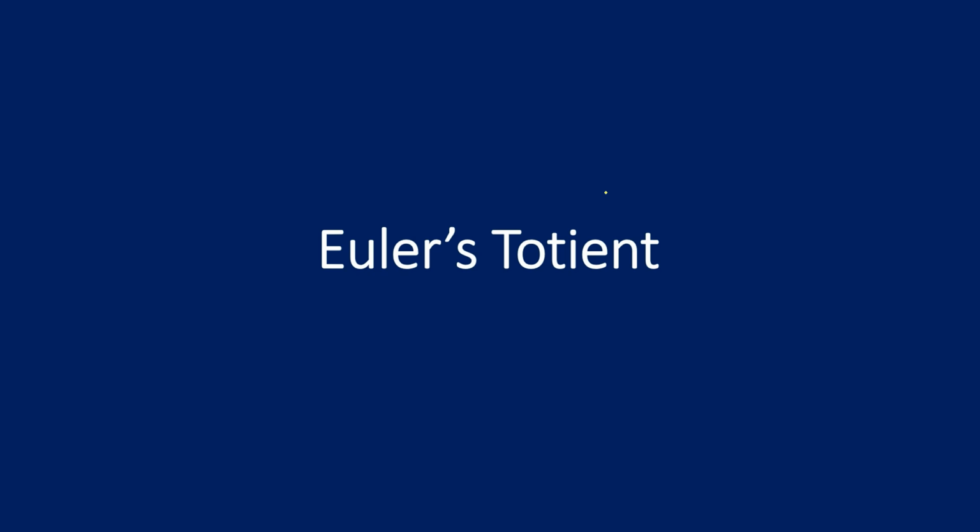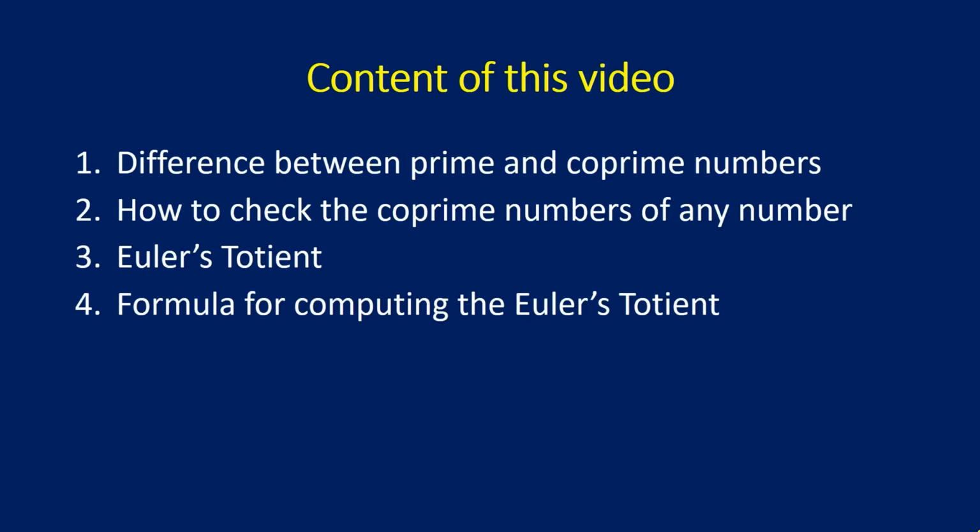and relatively prime numbers. I have already covered the concept of prime numbers and their significance in cryptography in my previous video. However, in this video we shall be covering the following topics. We'll first understand the difference between prime and co-prime numbers. We shall then see the method to check if a number is co-prime to another number. We'll then understand the concept of Euler Totient, followed by the formula that is used to compute the Euler Totient. I shall cover the numericals on Euler Totient in my next video.